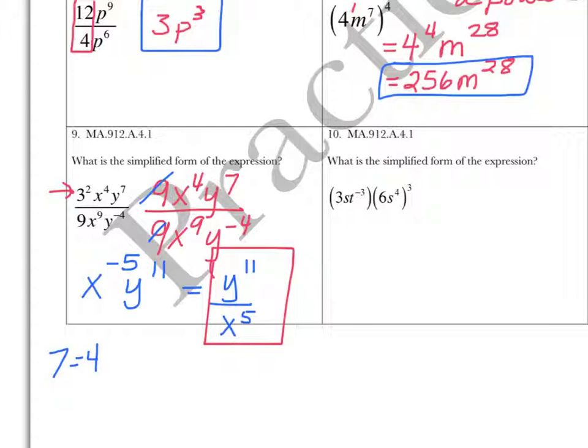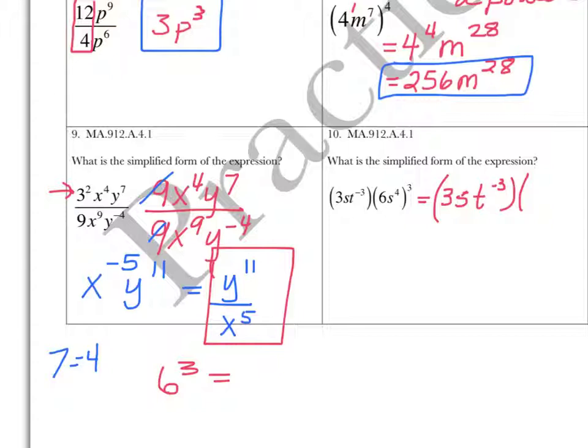Number 10, I have a megastar combo is really what I have here. I have a power of 3 on the outside, so I'm going to take care of that power first. So I'm just going to rewrite the first part, so that's 3st to the negative 3, and then 6 to the 3rd power. Remember, 6 to the 3rd power, I'm just going to calculate it at the same time as I do it.